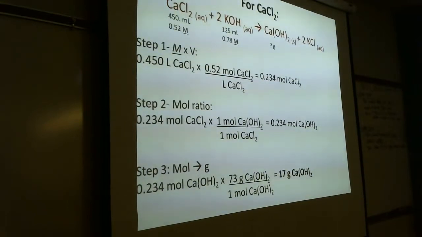Do we agree on this process? This is exactly what we did on Wednesday. This is identical to what we did Wednesday, so not anything new. We're just going to have to do it again. We've got to do this whole process again because we know information about my other solution. On Wednesday, I would have said excess, right? But today, I know exact quantities of both substances, so now I've got to do it twice.